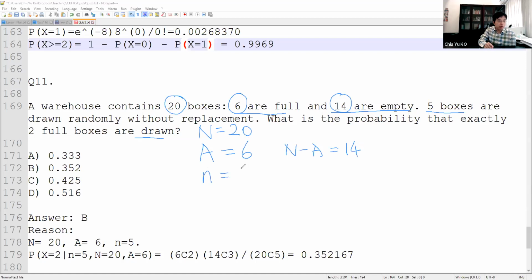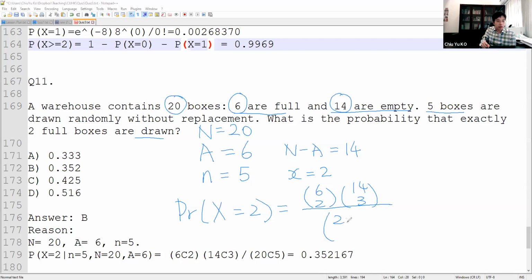And we're going to draw 5 boxes, okay? What's the probability that it is 2, right? So that's the probability that X equals 2, which will be 6C2, okay? And 14C3, which is N minus A choose n minus x, over 20C5. Okay, it turns out to be this, so that's why the answer is B. Is that okay for this one? Any question? Is that okay?